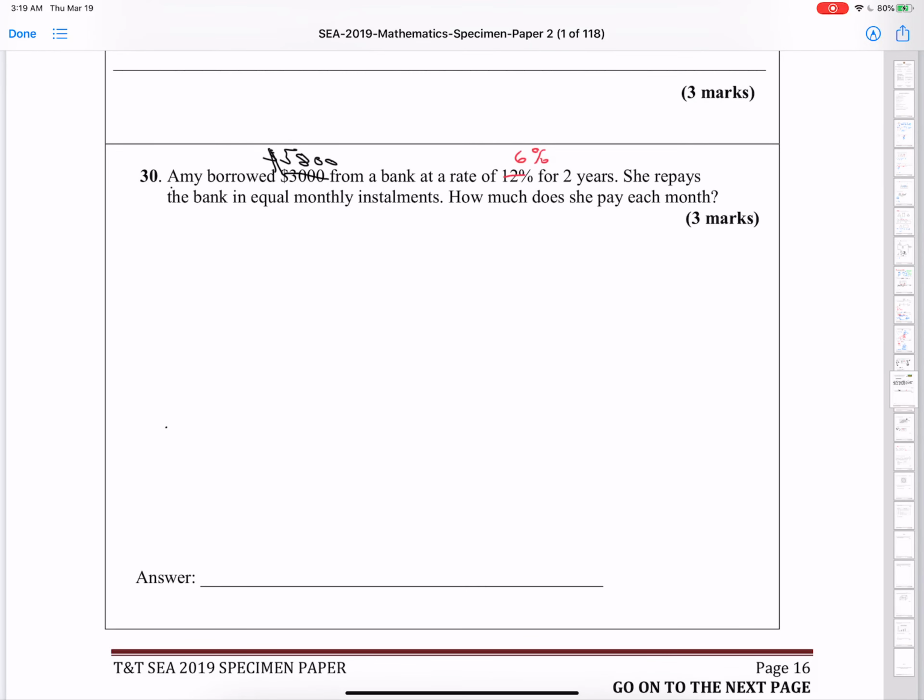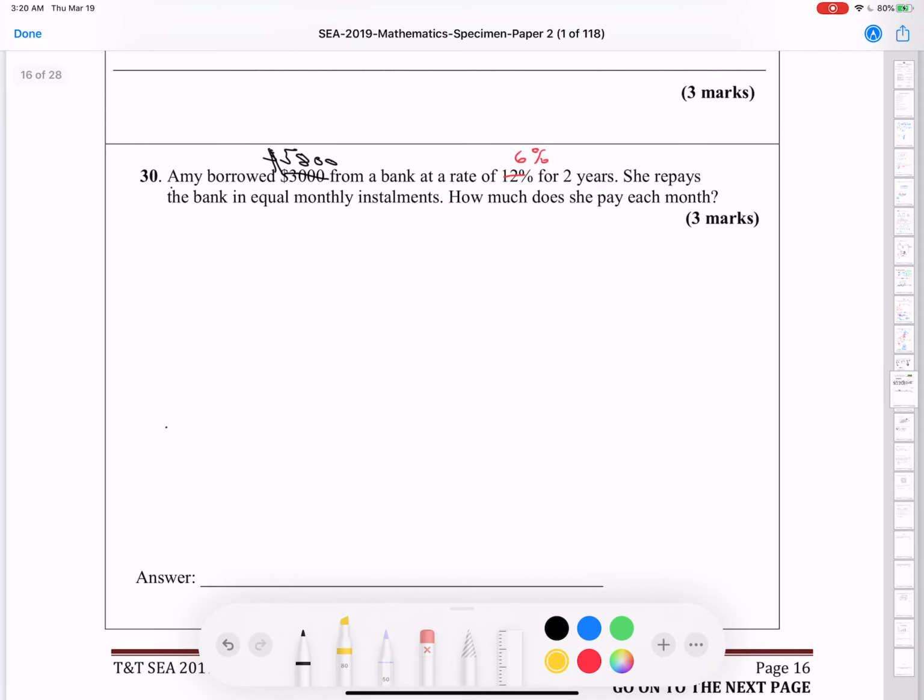Okay, I'm starting over number 30 as it was interrupted. Amy borrowed $5,800 from a bank at a rate of 6% for 2 years. She repays the bank in equal monthly installments. How much does she pay each month? I'm going to highlight each month.